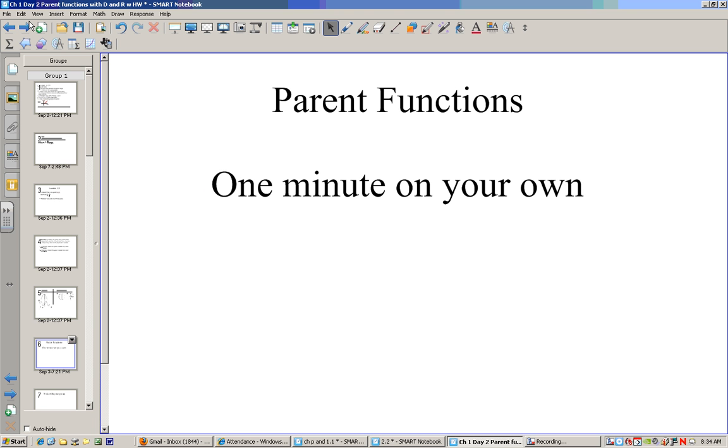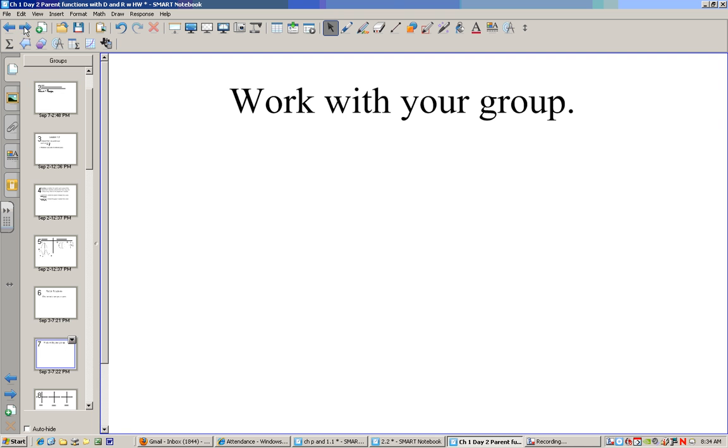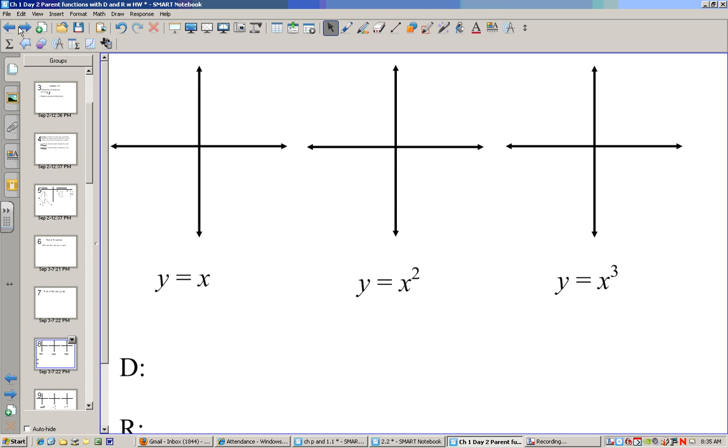Now, in class, I'm handing out a worksheet for kids to fill out the different parent functions on their own, and giving them time to work in their groups. I'll do that right here with you.